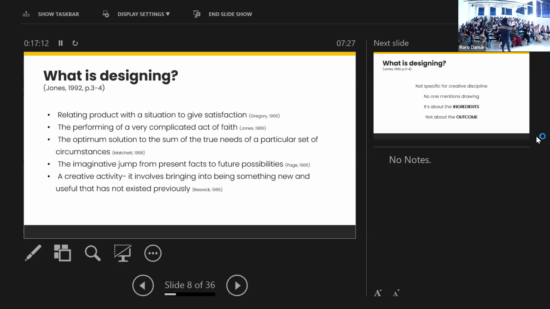Next, the performing of a very complicated act of faith. Wow, okay. That's a bit difficult to digest. Then: the optimum solution of the sum of the true needs of a particular set of circumstances. The imaginative jump from present fact to future possibilities. The creative activity. It involves bringing into being something new and useful that has not existed previously.